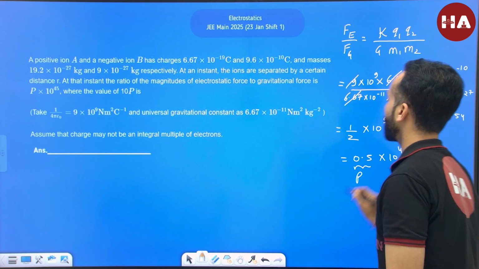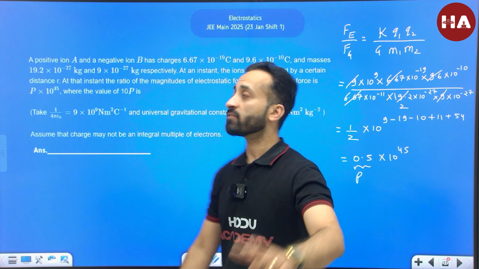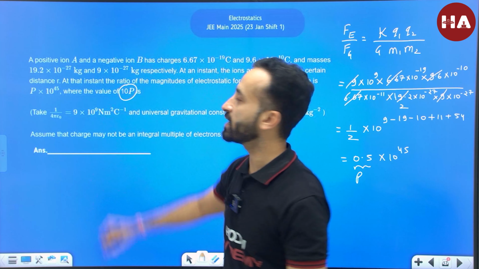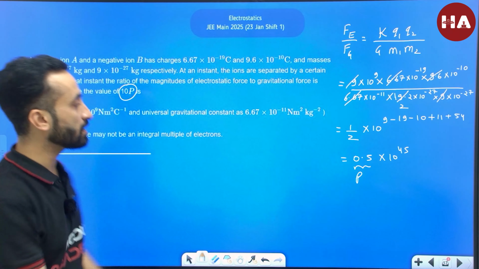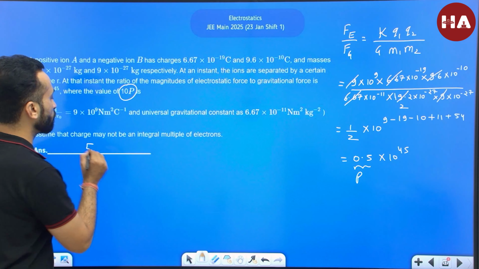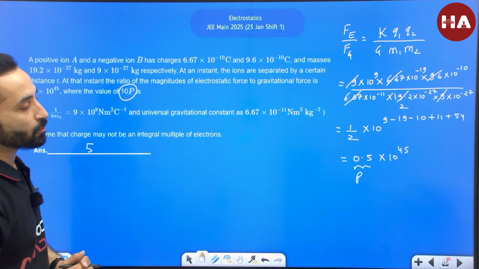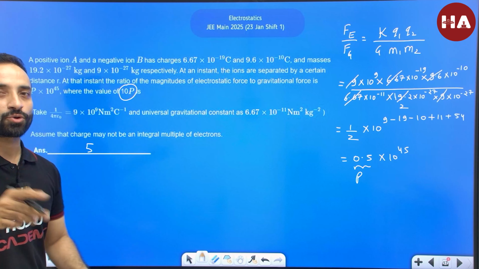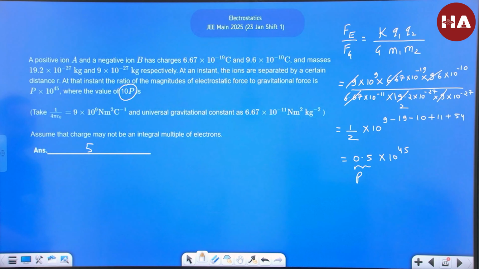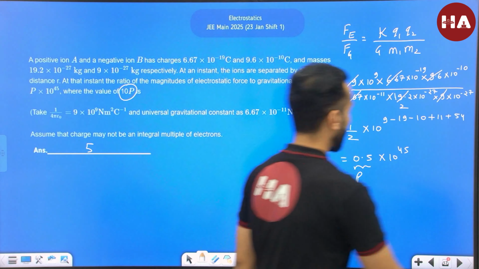So that means the value of P is 0.5, but they have asked us to fill in the integral value of 10P. So if we do 10P, we will get 10 into 0.5, that is 5, right? Very easy, no problem whatsoever. I will wait, you copy down, then we move forward. Right, students? Next question.